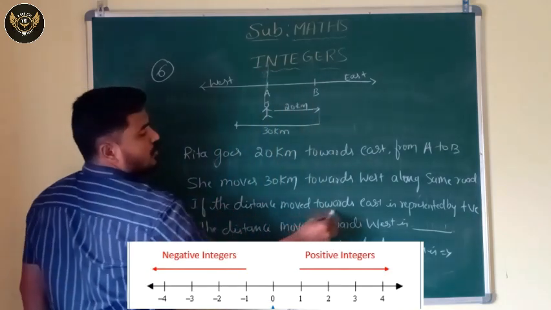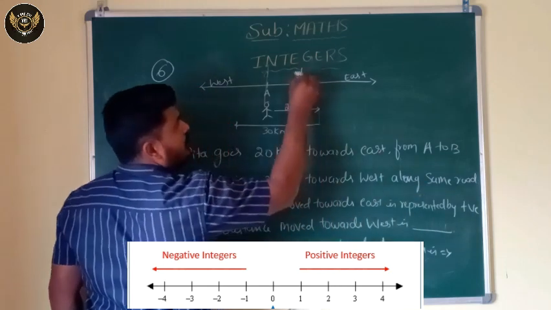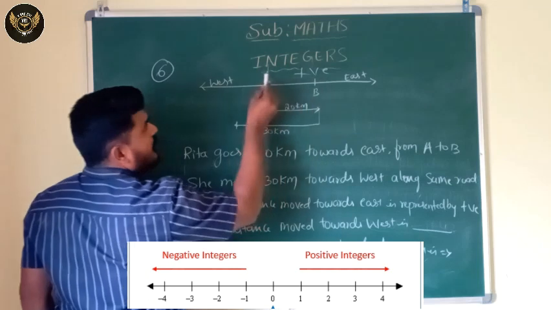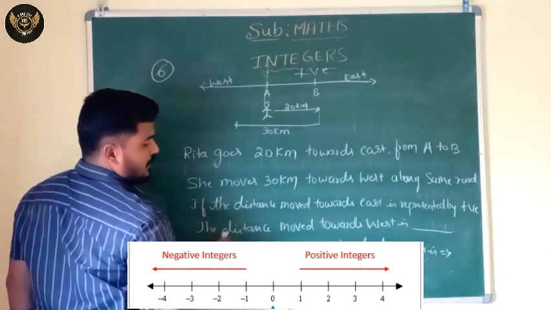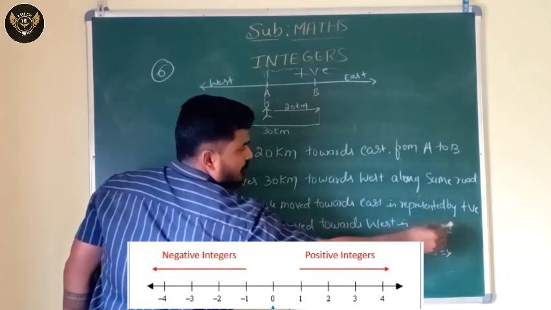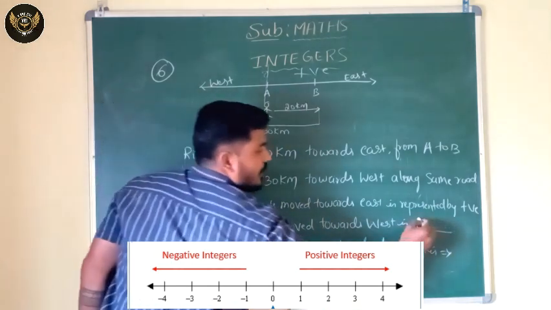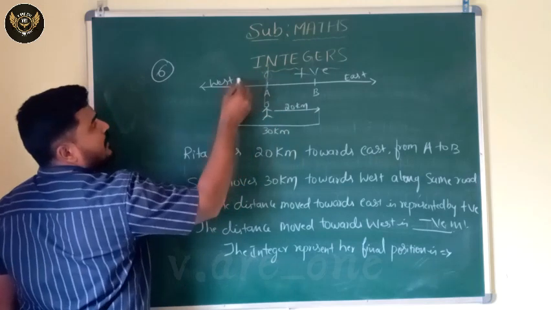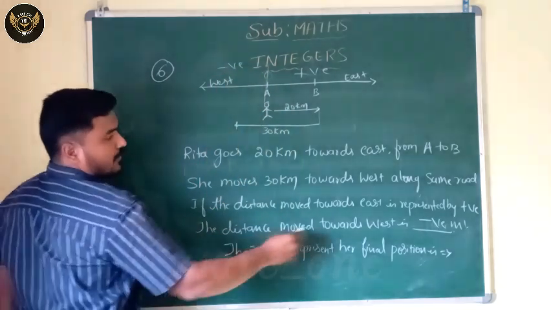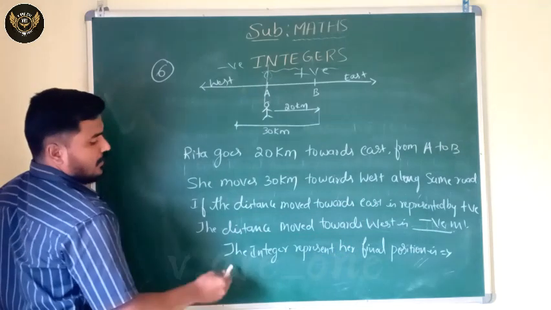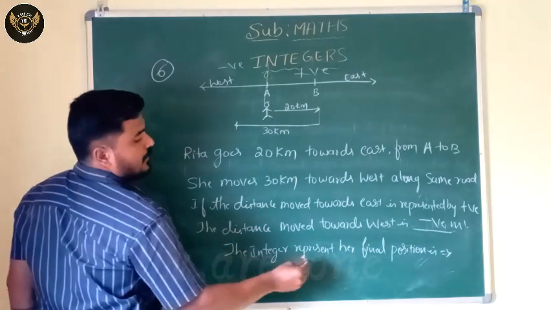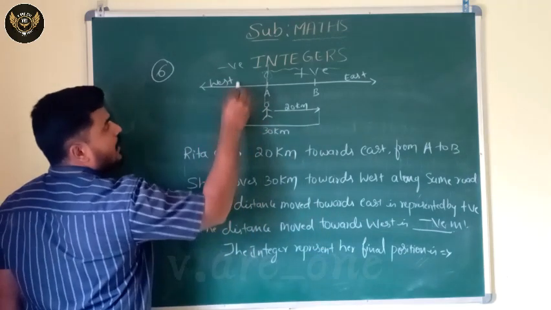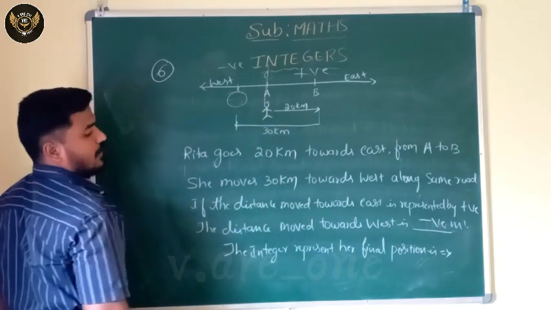Then, if I take this as a number line with 0, if the distance moved towards east is represented by positive, then the distance moved towards the west is represented by a negative integer, means it goes to the left side of 0, that is the negative part, represented as a negative integer. Then the final question is, the integer representing her final position. Where she ends up standing, what integer is that position, they ask.